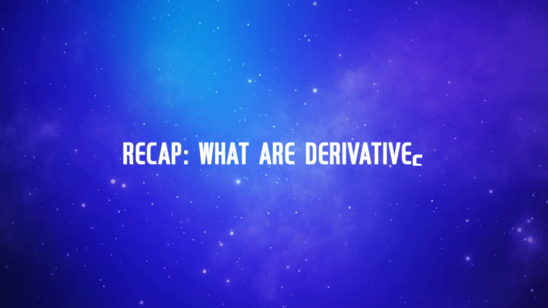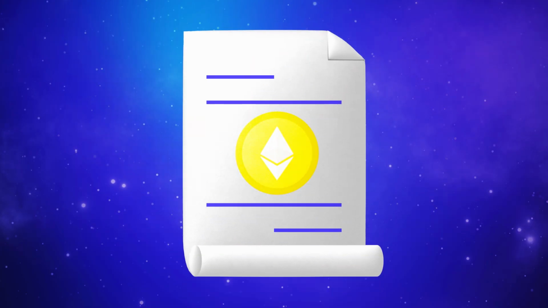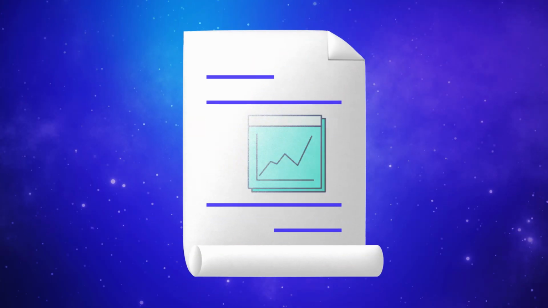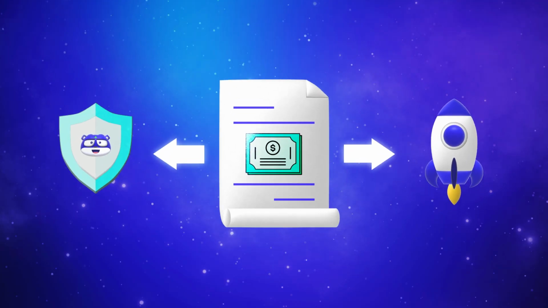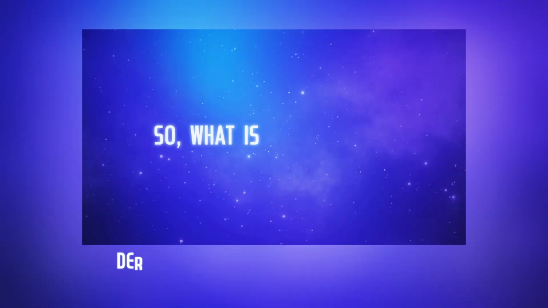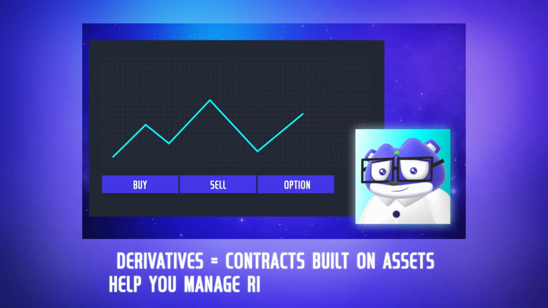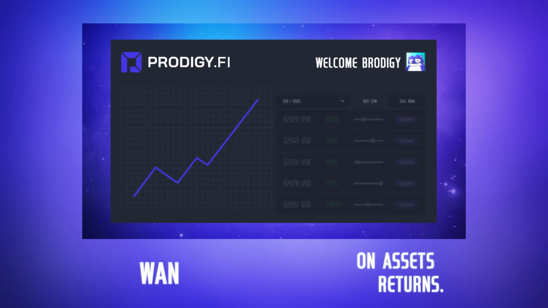Before we dive into the different types, here's a quick recap on what derivatives are. A derivative is just a contract whose value comes from another asset like stocks, commodities, or digital assets. They exist to help people manage risk or create opportunities when markets move. If you want a deeper dive, check out our previous video: What exactly are derivatives? And why do they exist?